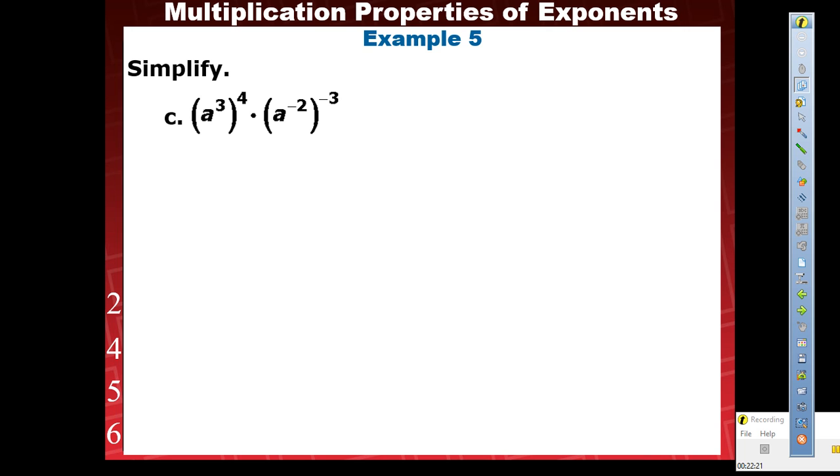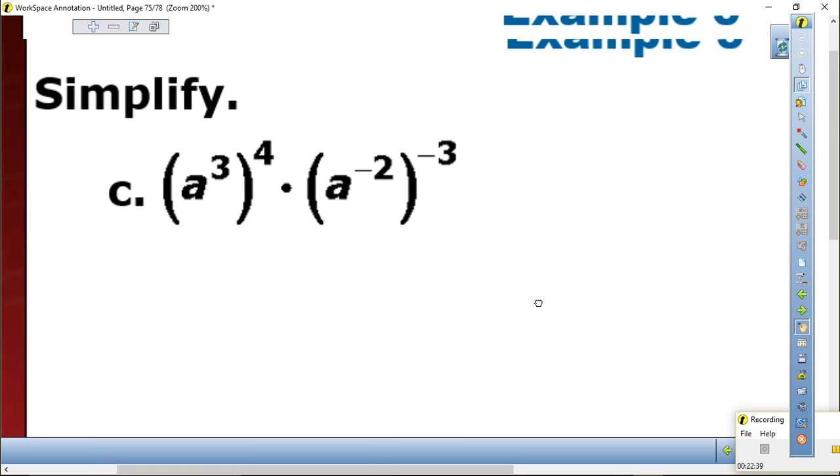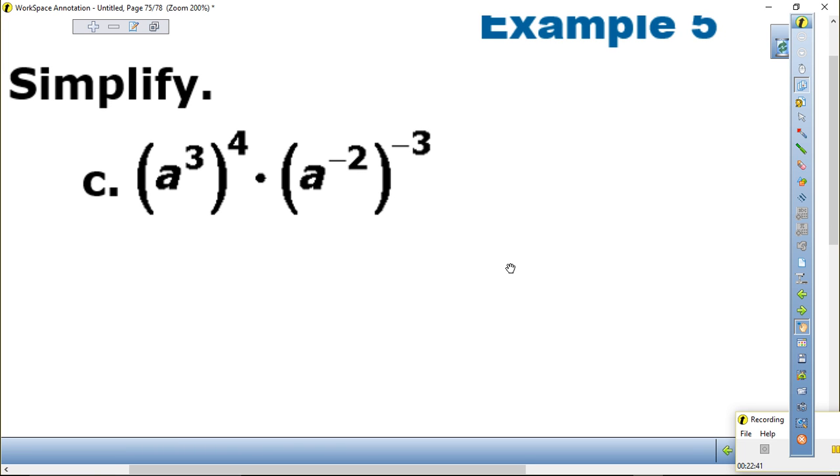We still haven't covered negative exponents. We will get there. But I know some of you are already writing it the other way. That's fine. But I want to make sure that we do the property first before I start asking you to do the next step. Let's do number 5C. It says a to the 3rd raised to the 4th power and a to the negative 2 raised to the negative 3 power.